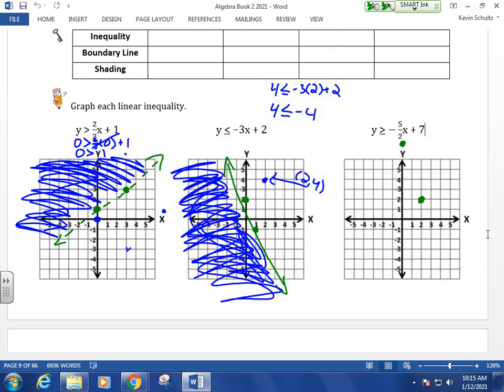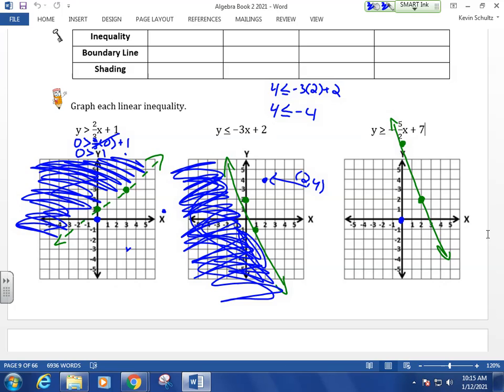And is this going to be dotted or solid? Solid. Greater than or equal to. Okay. What's an ordered pair we can test here? Blake, why not 0, 0?